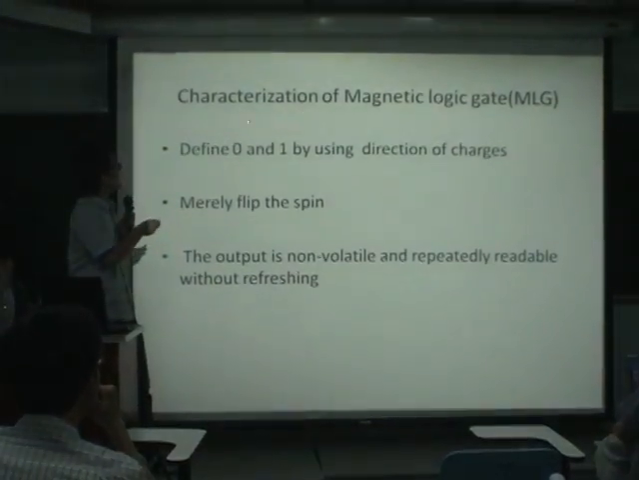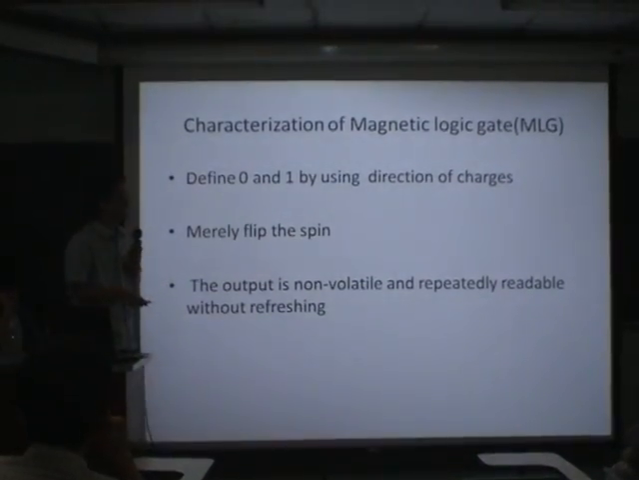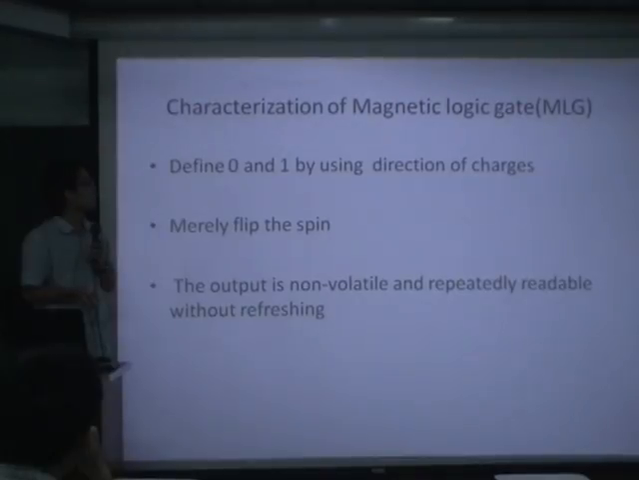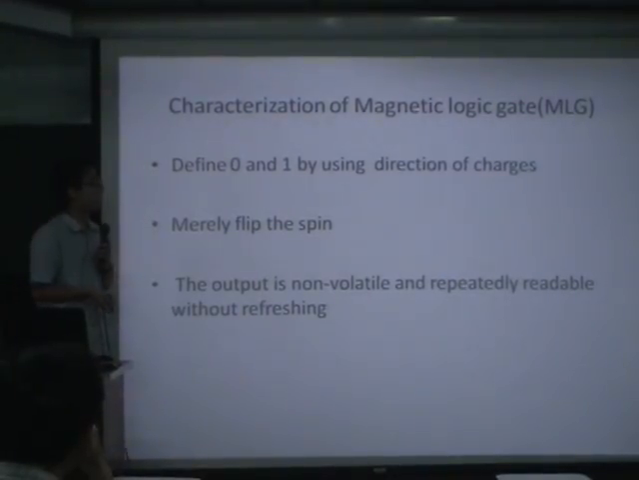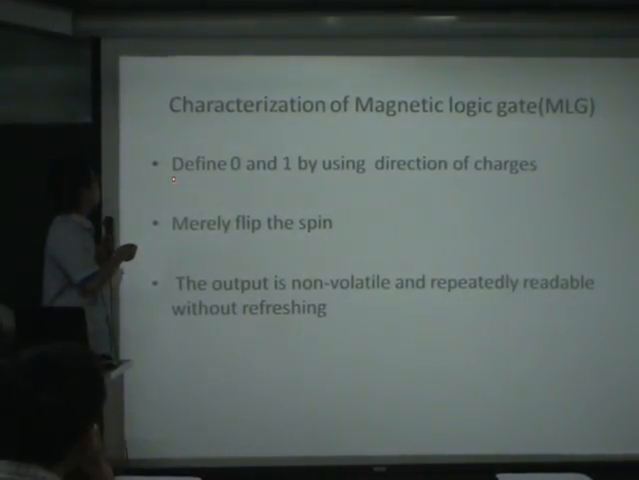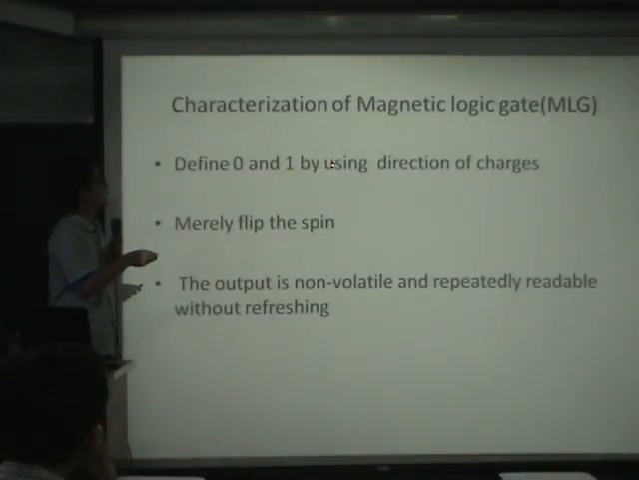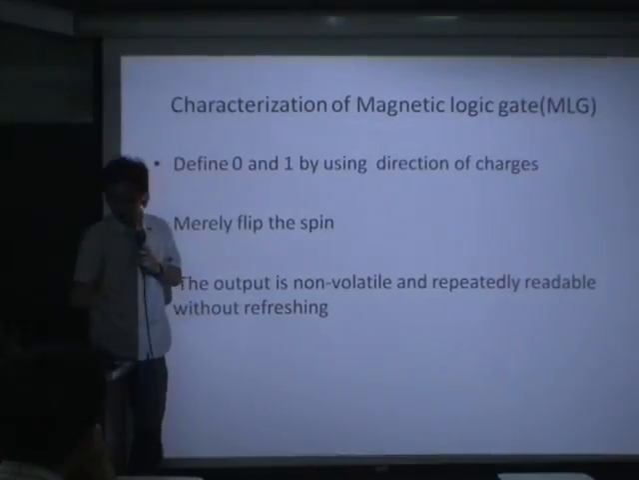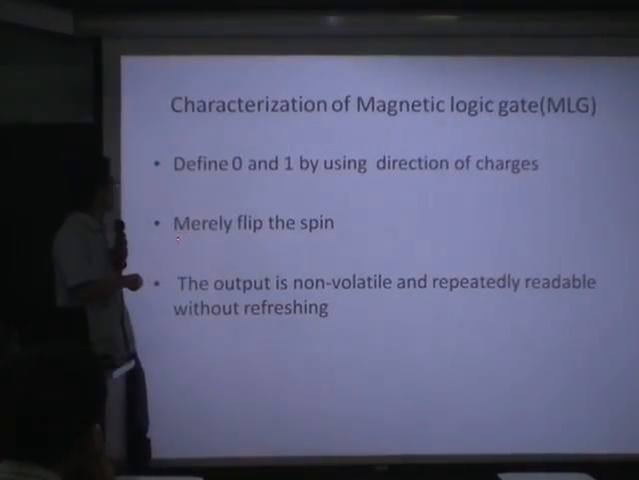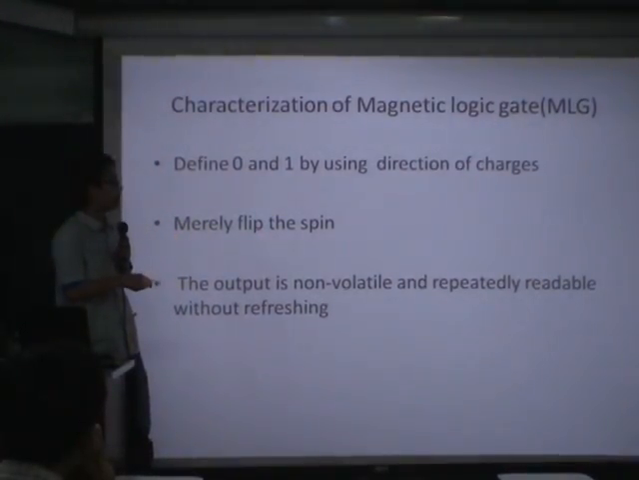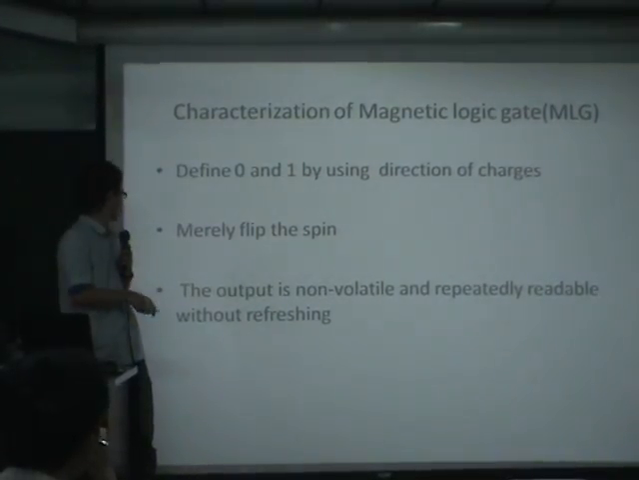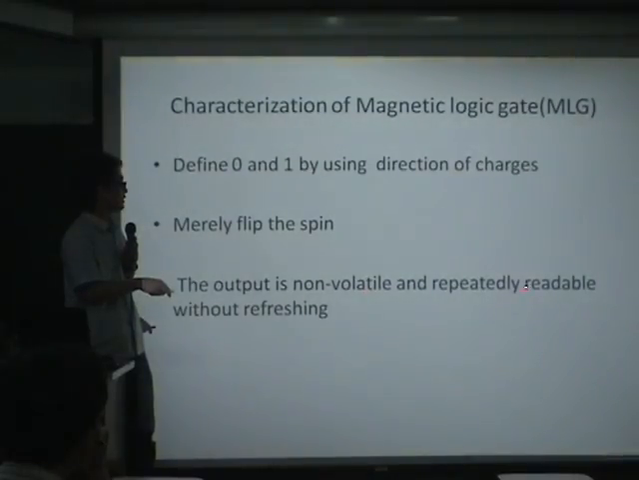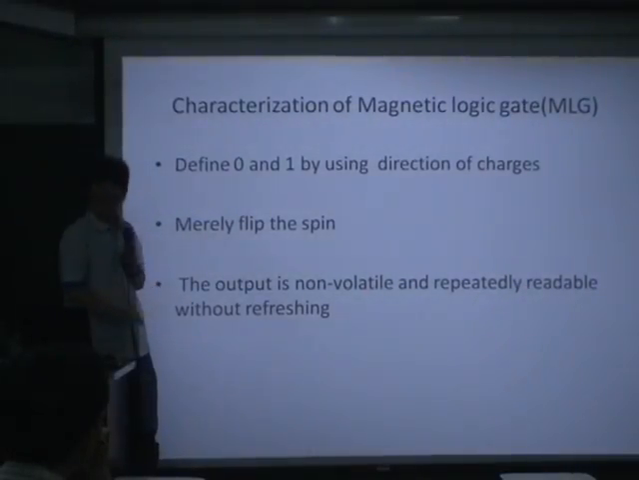Here's the characterization of MLG. In electric gates, we define logic 0 and 1 by absence or presence of charge. That is on and off. In MLG, we define logic 0 and 1 by using direction of spin. That is up and down. Second, MLG merely flips the spin, and it doesn't have to move the charge. Third, the output is non-volatile and repeatedly readable without regression.